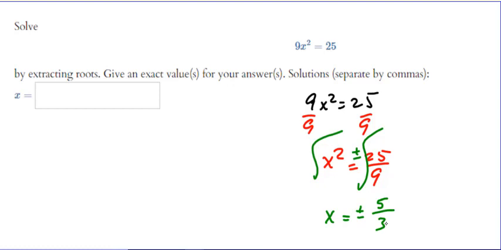That's great if they're perfect squares like 25 and 9 are, but the majority of them won't be like that. So I'm about to show you how to do this on the calculator. Much easier than having to relearn how to do that by hand with the algebraic techniques.